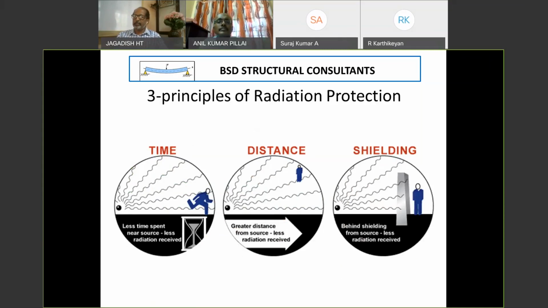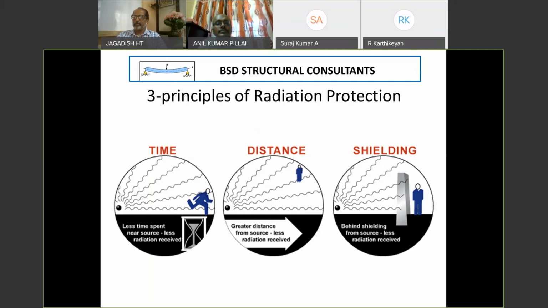There are 3 principles of radiation protection. This is important for we civil engineers to understand. Time, distance, shielding. What does time mean? Less time spent near the radiation source is better. That's why the person is running away. Don't spend too much time.